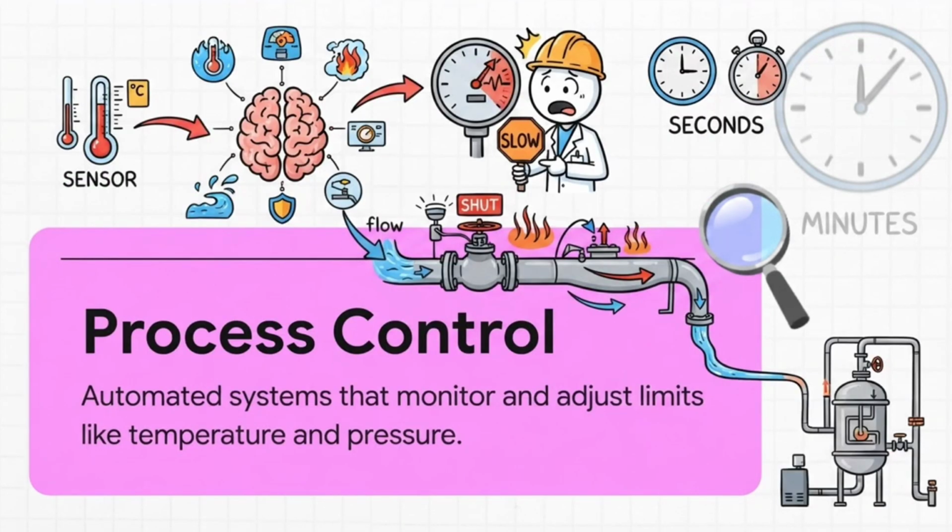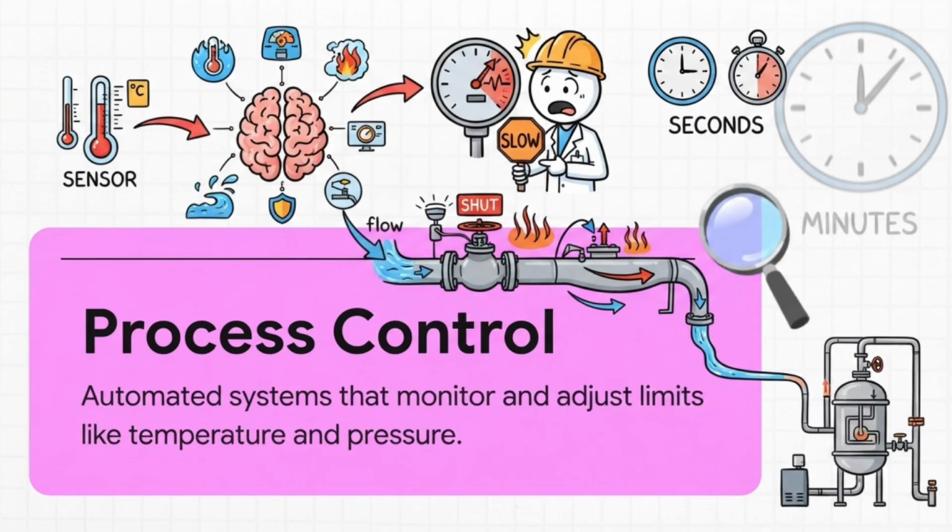This is exactly where process control comes into play. Process control refers to all the sensors and automated systems that are constantly monitoring and adjusting temperature, pressure, and flow to keep a plant within totally safe limits. At an industrial scale, a human reacting manually to a problem is simply way too slow.